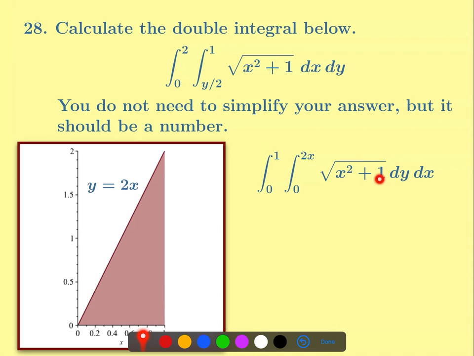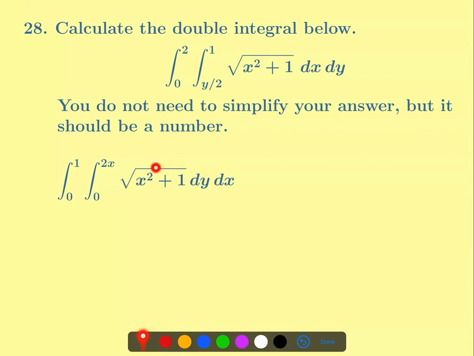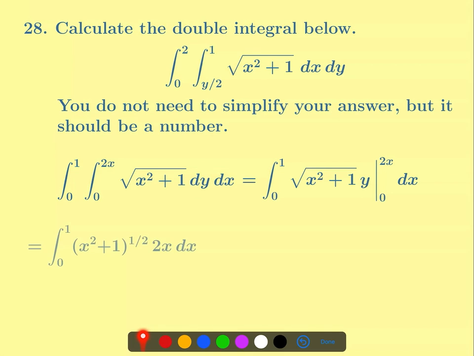So I want to solve this integral now, where this is easy to integrate with respect to y because it's just a constant. So I'm just going to get square root of x squared plus 1 times y. And I want to evaluate that from y equals 0 to y equals 2x. So this will get replaced with 2x minus 0, or 2x. I've rewritten square root of x squared plus 1 as x squared plus 1 to the 1/2. And again, when I evaluate y from 0 to 2x, I got 2x.